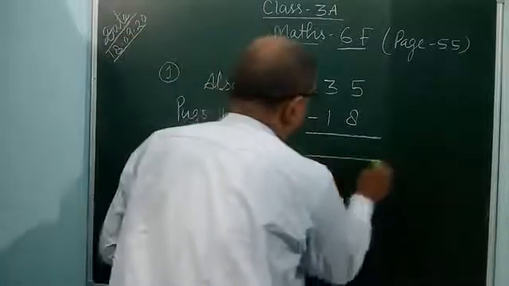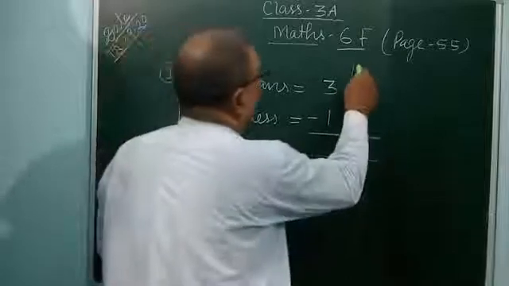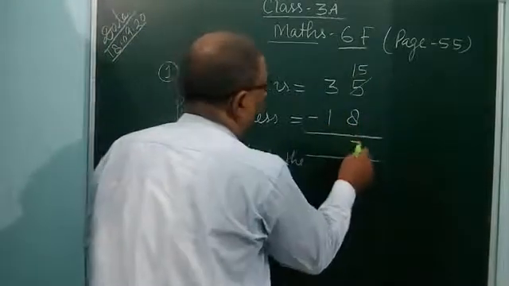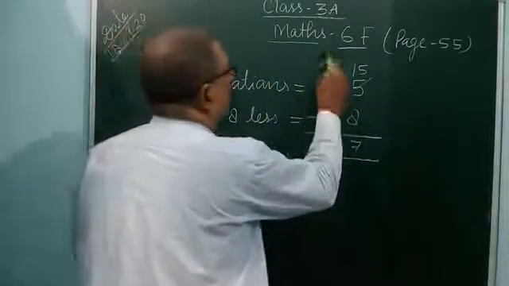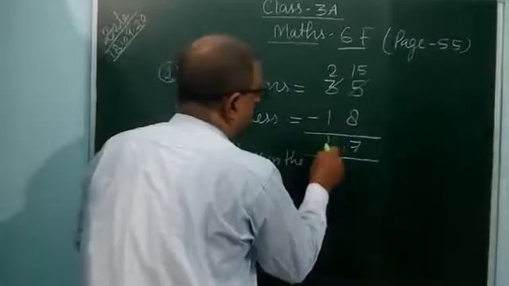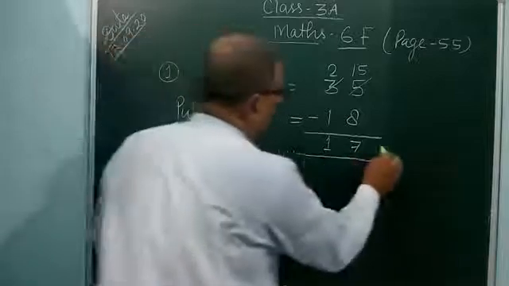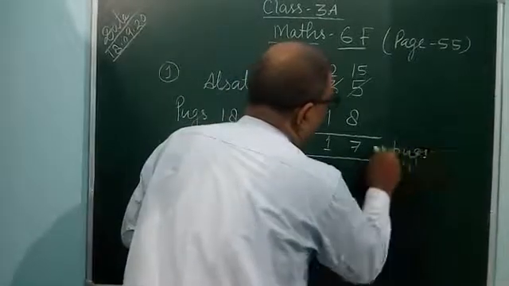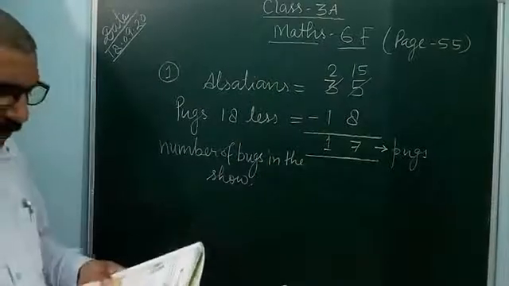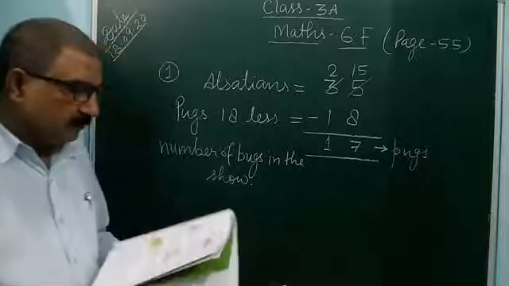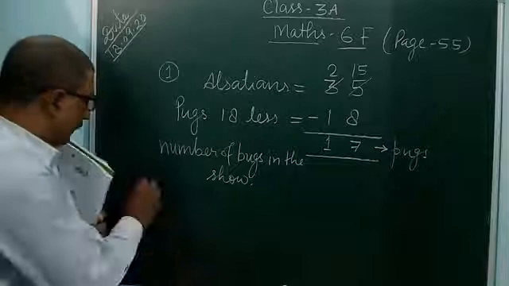So you subtract: 5 cannot be subtracted from 3, so it will take a borrow and become 15. 15 minus 8 is 7. Here 3 has given 1, so here it will be 2. 2 minus 1 is 1. So 17 pugs. Total 17 pugs. In this way you can solve this. After that, you can do the second question.